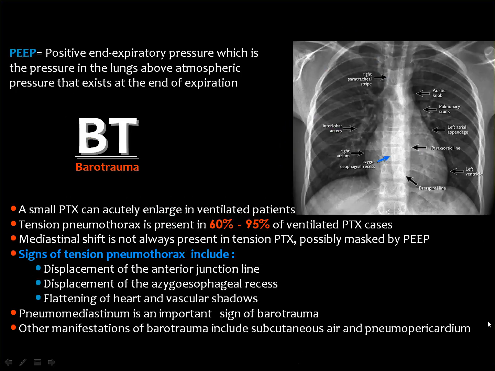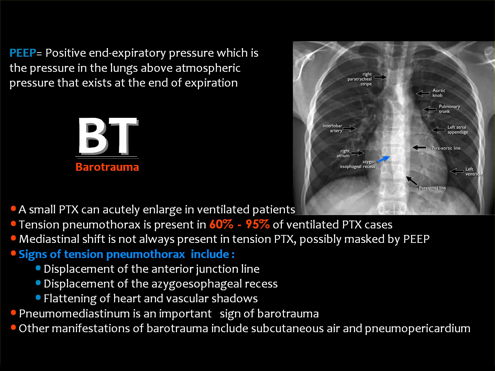If there is a small pneumothorax and the patient is on ventilation, there is a great risk that this pneumothorax will increase and may develop into tension pneumothorax in about 60 to 95% of the cases. Then in ICU patients, mediastinal shift is not always present. You remember that for the diagnosis of tension pneumothorax, we may have two main findings. Number one is the deviation or contralateral shift of the mediastinum, and number two is depression of the diaphragm.